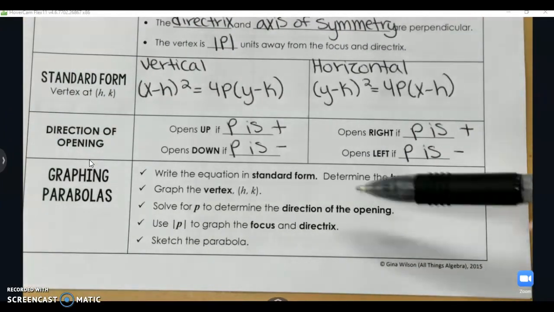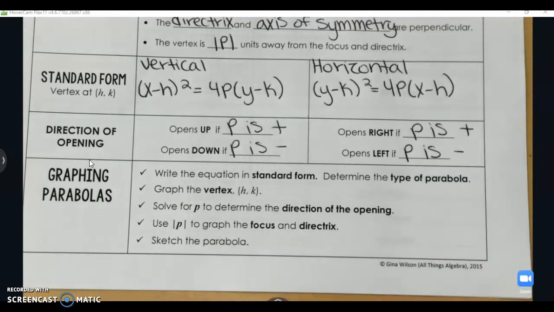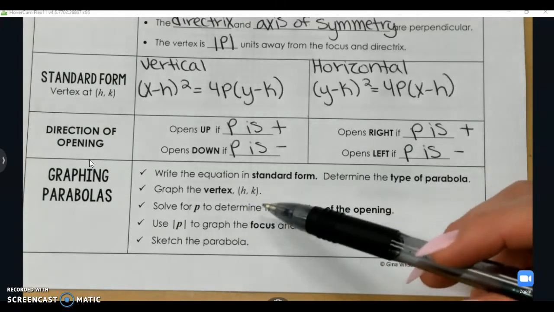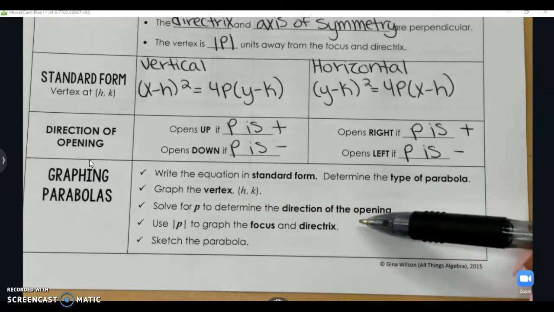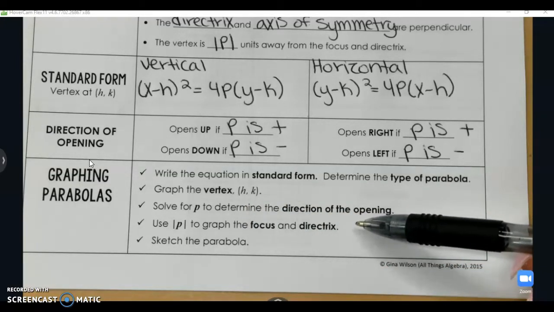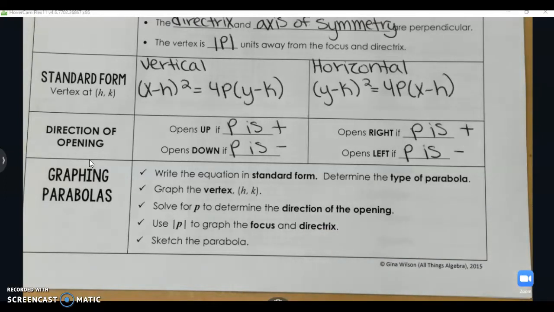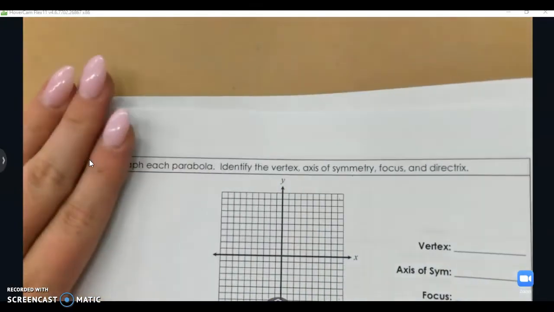So with all of that information, and if you need to pause that to fill it in, go ahead. We are going to be graphing parabolas using these steps. We are first going to write the equation in standard form if necessary. We're going to graph the vertex, determine what direction it's opening after we find P, and then from there we can plot both the focus and the directrix, and then sketch our parabola. So let's get started.